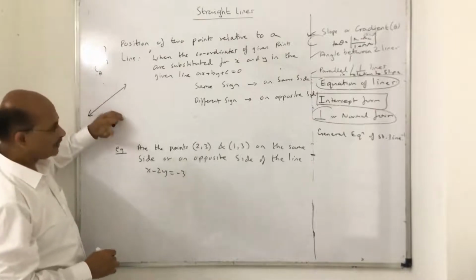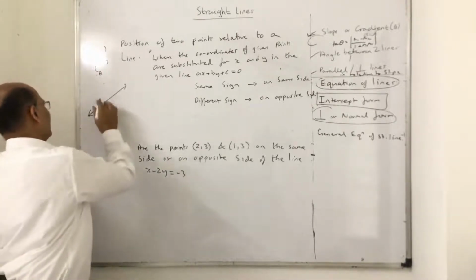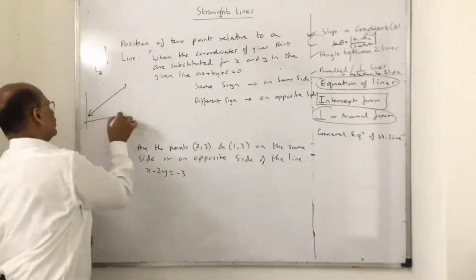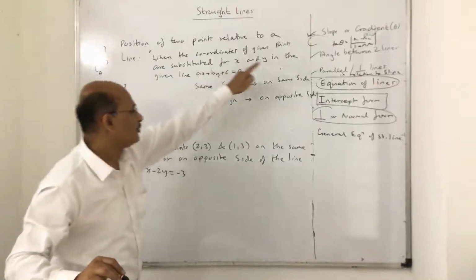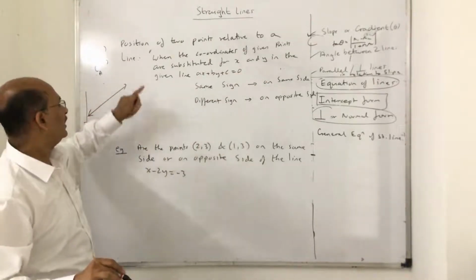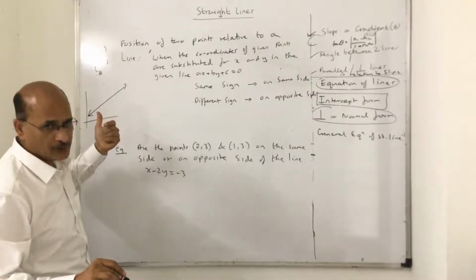That means, if A is there and B is there, or A is there and B is there. Conceptually, it is by finding the distance related to the x-axis that we use this concept. I have made that concept simpler for you all. What do they say? Position of 2 points related to a line. How do I find the position of 2 points?